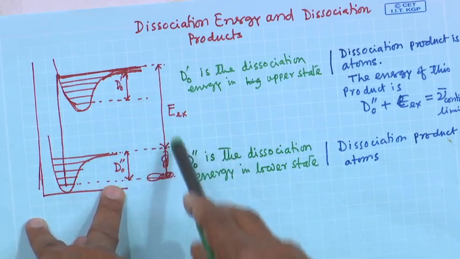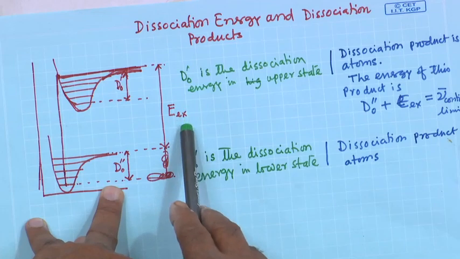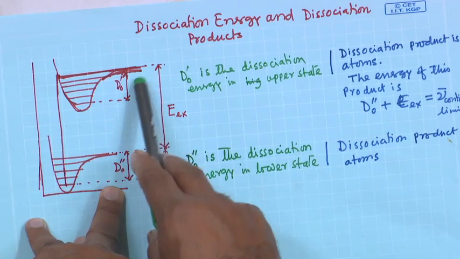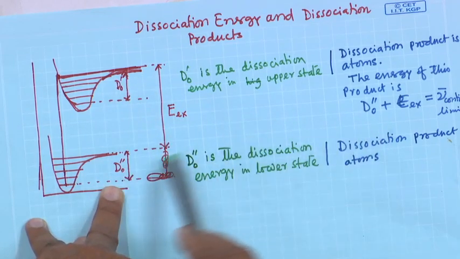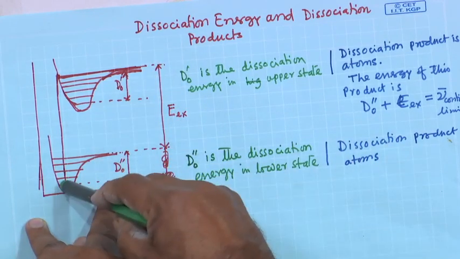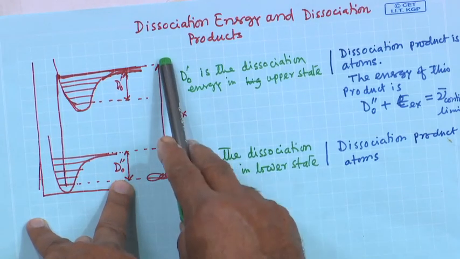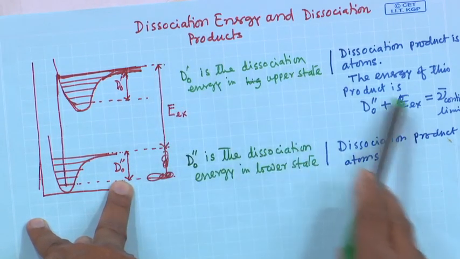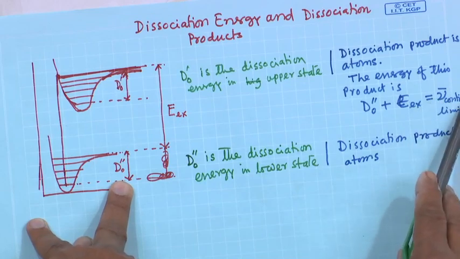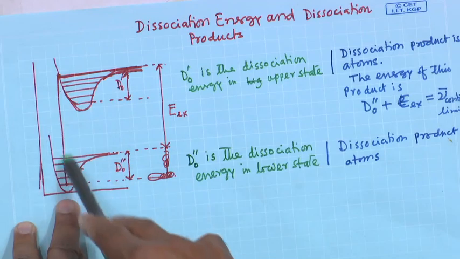From here, this is called the excited energy, E excited, I have written. So, from here one can write D0 double dash plus E excited. So, basically that is this: D0 double dash plus E excited. That will be the energy of these spectral lines, or the wave number of the spectral lines.